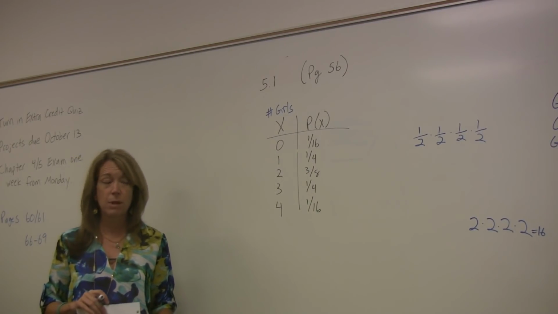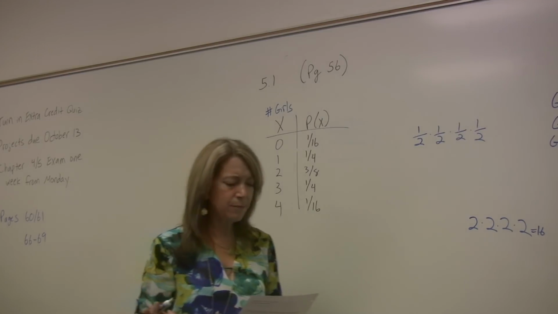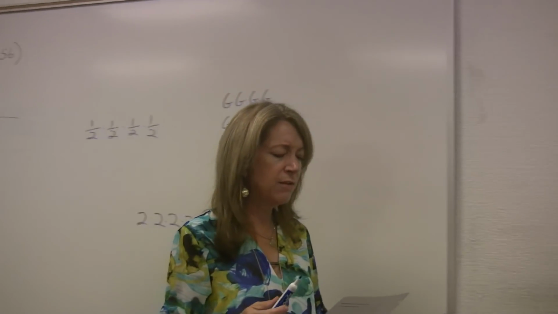Okay, so let's go back up to the definition. It's a description that gives the probability for each value of x, usually in a table, sometimes in a graph. We'll look at graphs later.